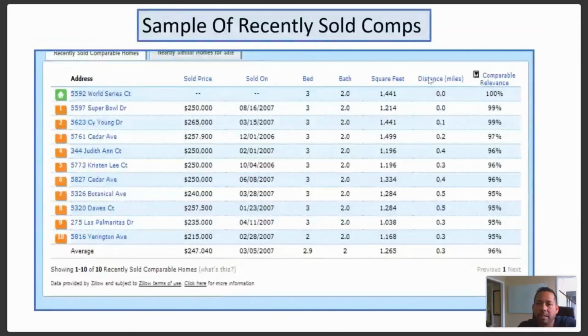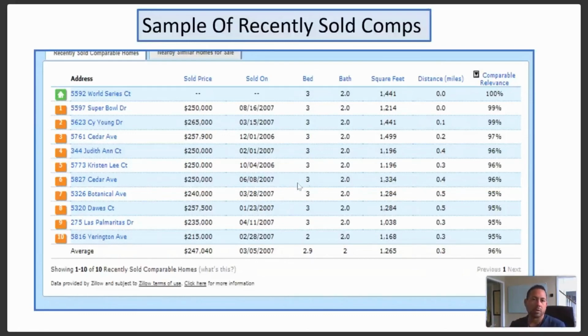So anyway, this distance. 0 to 0 means it's close. The furthest of all of these comps is half a mile, 0.05. That's great because the closer the better. Then you start seeing the square footage. They're all 3 bedrooms. Nope, this one is a 2 bedroom, so the bottom one's a 2-2. These are all 3s, these are all 2s.